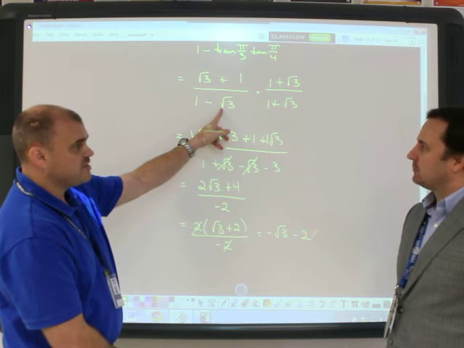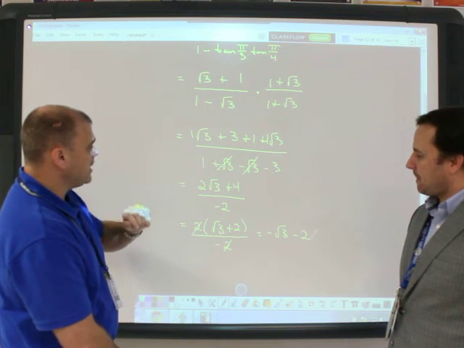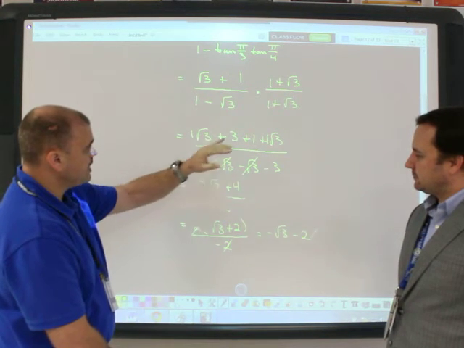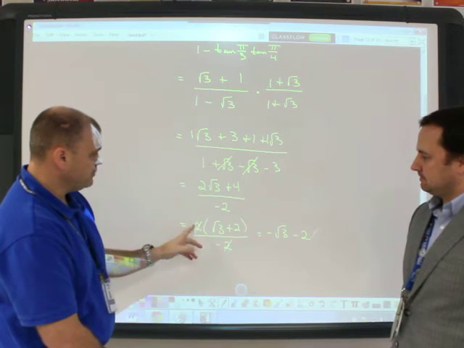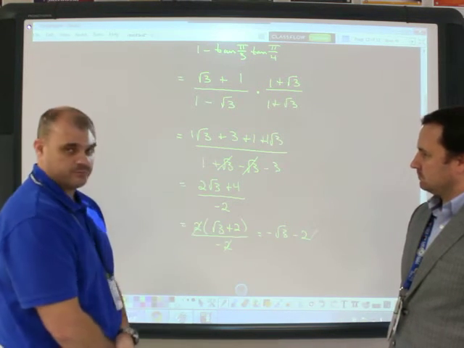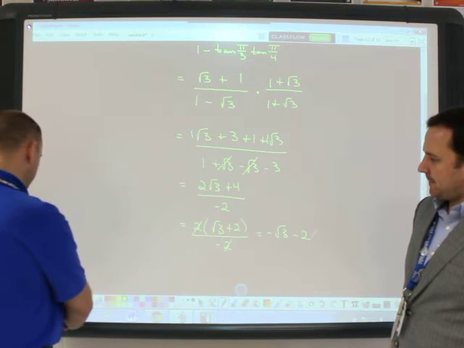We brought in the idea of multiplying by the conjugate of the denominator to get rid of that radical. We have simplified. We talked about how to add, subtract, and multiply radicals. And we've reduced to its simplest form. So I believe that's all we need to do. Go back to the formula page.